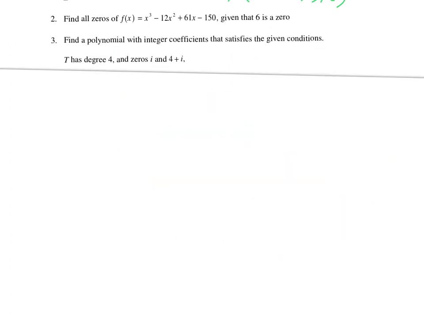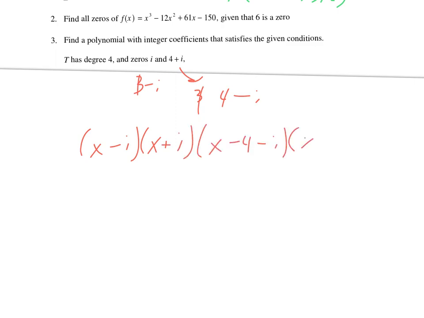All right, next up here, we're going to write the polynomial. Now, when they tell us imaginary zeros, remember that their conjugates are also zeros as well, even if they don't tell you. So I'm going to add those conjugates in, and then I'm going to build my polynomial. So I'm going to do x minus i, x plus i for the first two, and then x minus 4 minus i and x minus 4 plus i for the next two. Remember that when I build my factors, I always switch the signs from the originals.